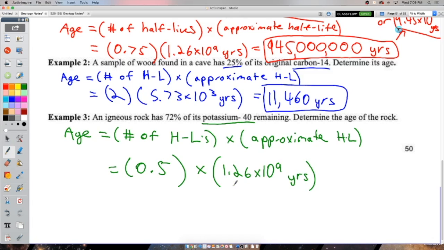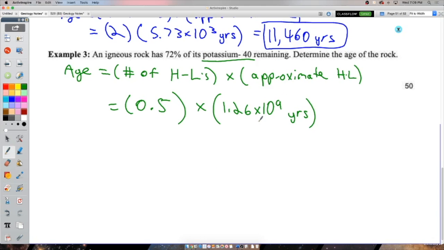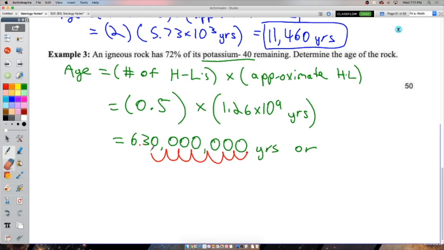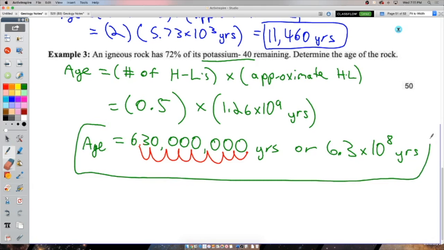Again, don't be scared of that number. Just put it in your calculator and get it as a general number if you want. You don't have to deal with it in scientific notation, but your calculator can do that. You have a times button. You can put 10 and you can put to the power of 9. When I do it, I get 630 million years, or if you want to write that in scientific notation, the decimal has to go here, so 1, 2, 3, 6, 7, 8. Just saves you some time. So that's how old it is.